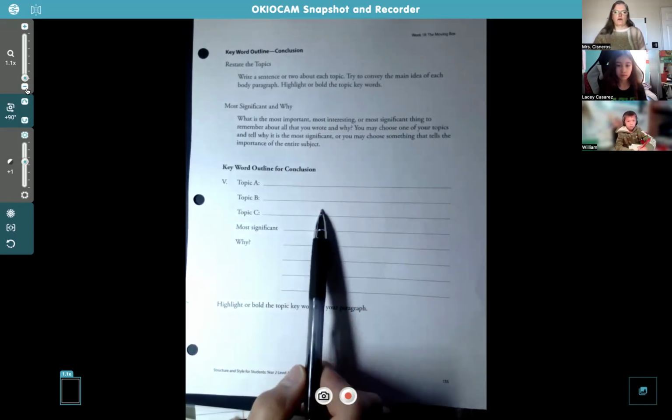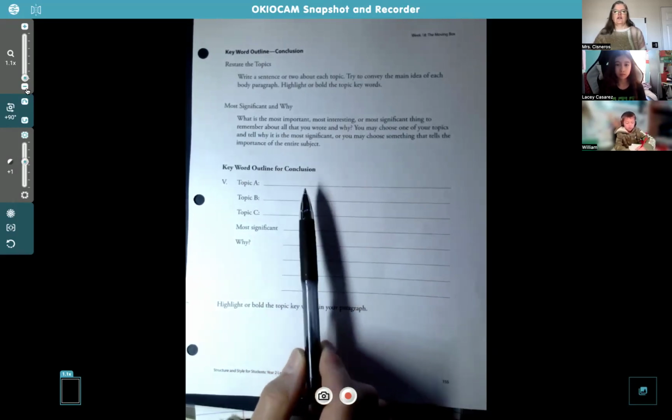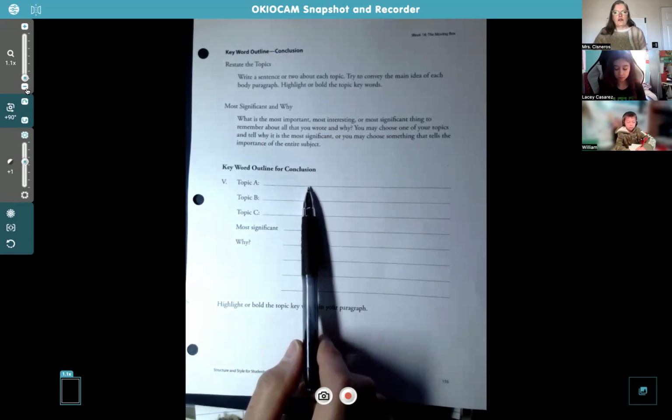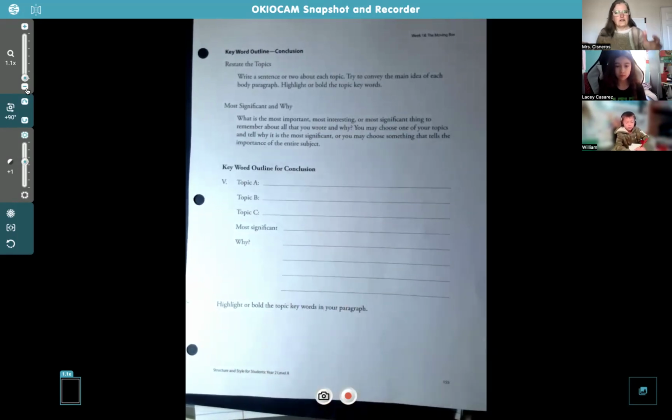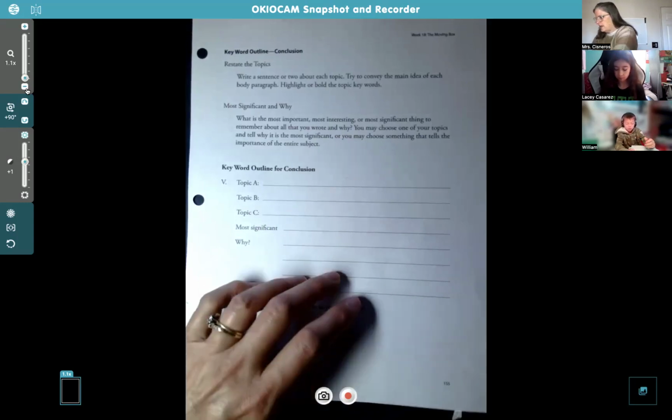Like William wrote about the minions, and Lacey, you wrote about the animals and their experience. So think about what you think is the most important. What's the thing that stands out to you the most? Maybe for the animals, it was the adventure they were on. Or maybe for the minions, it was their quest, like how they figured out how to get to the store and steal the bananas. So think about what the most significant thing is.